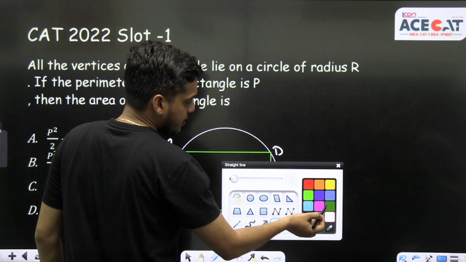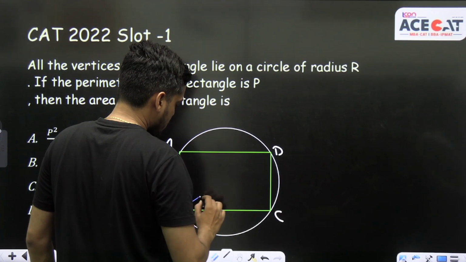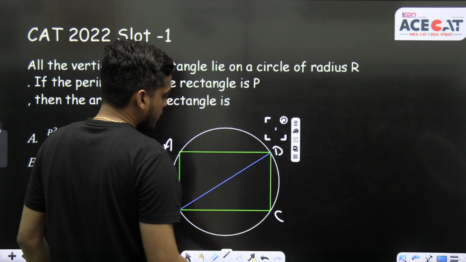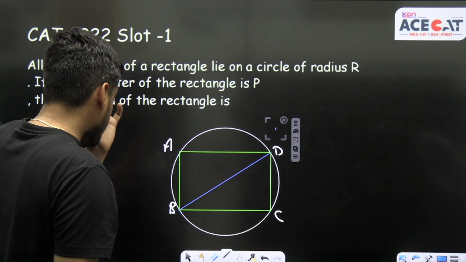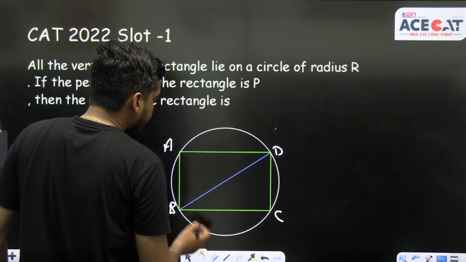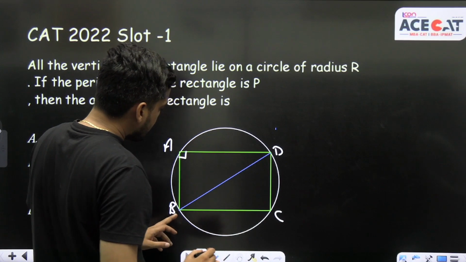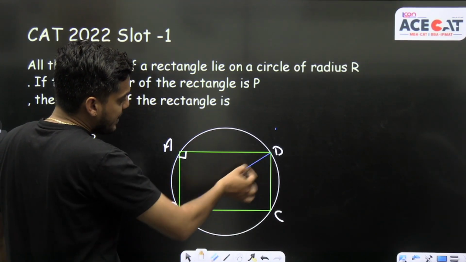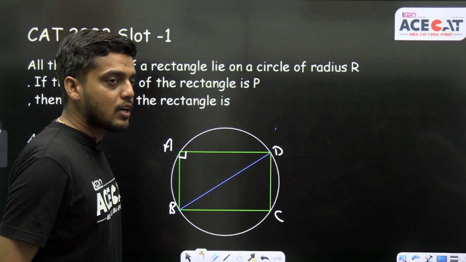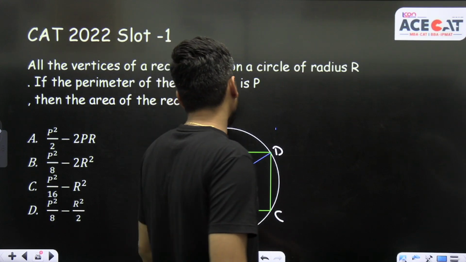if I join diagonal BD, we know that in a semicircle the angle is 90 degrees. If I have a 90 degree angle here, it means this BD is what? BD is dividing the circle into two equal parts. Are you getting my point? We all know in a semicircle the angle is 90 degrees.